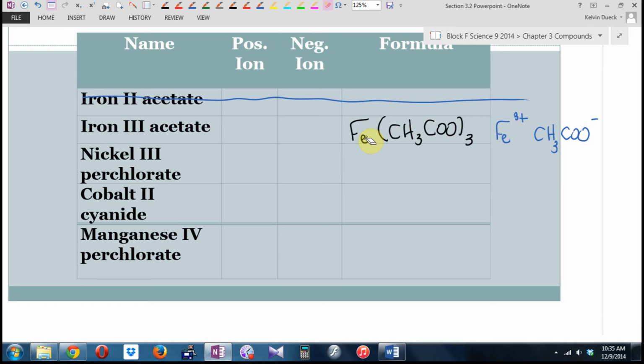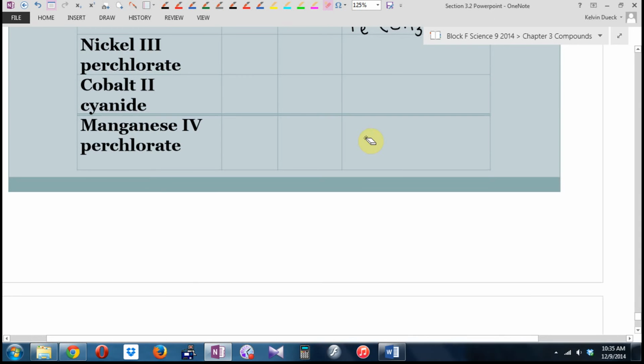Is that okay? Let's skip the next two. Let's do the last one. Manganese IV perchlorate. Yeah, let's do the last one. I said skip the next two. Let's do the last one.